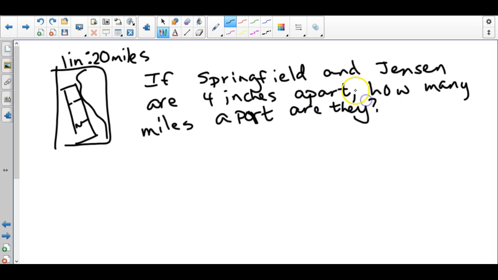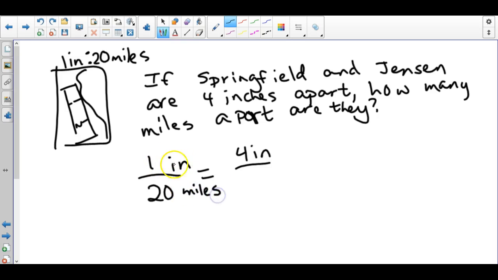So we have our scale. Our scale said 1 inch was 20 miles. That's going to be one side of our proportion, 1 over 20. Then we're going to take whatever they gave us. They gave us 4 inches and match it up with the inches. So inches to inches is going to match on the top. If it had been 20 inches or something on the bottom, we'd put 4 inches on the bottom. We've got to match it up with the correct units. So 1 inch matches up with 4 inches, and then we don't know how many miles apart, so we use x.